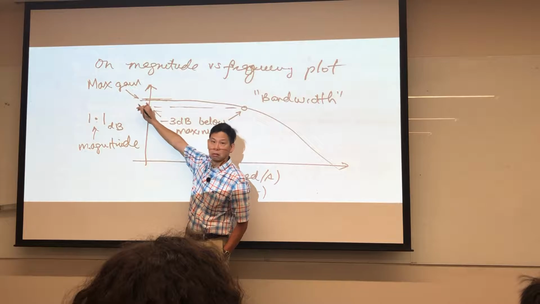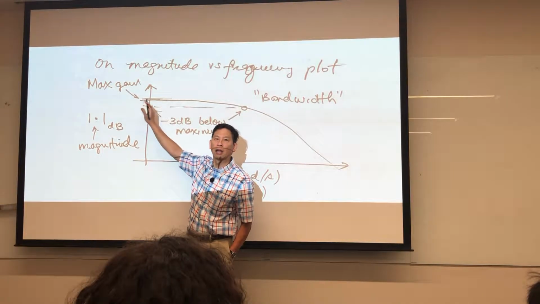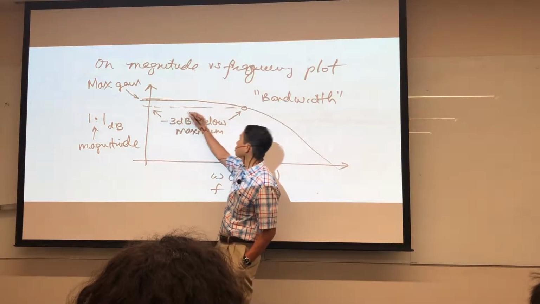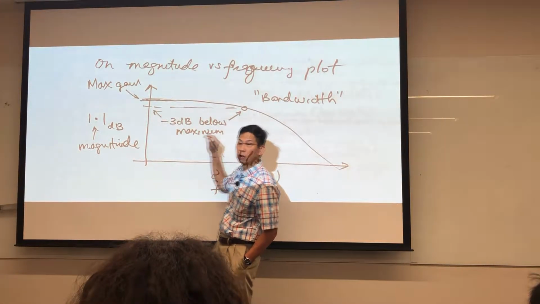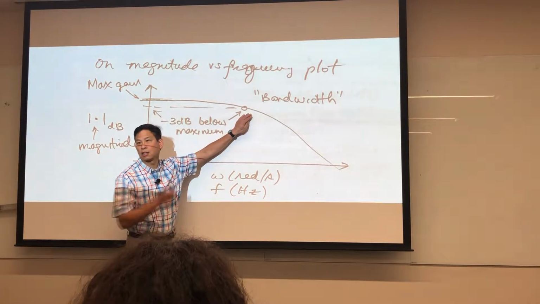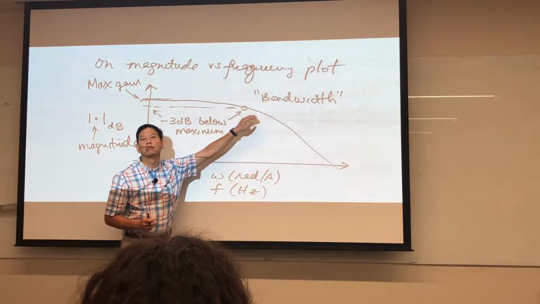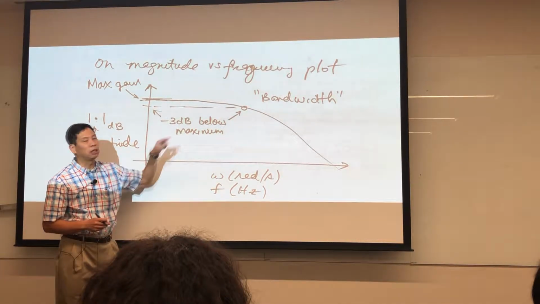It's 100 dB. The 741 op-amp has very high gain at low frequencies, but then its frequency response starts dropping off very soon. So what we do is look for where the gain has dropped from 100 dB down to 97. So it's 3 dB below the maximum.